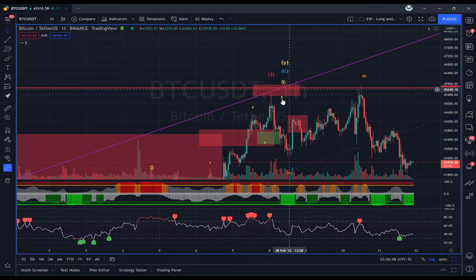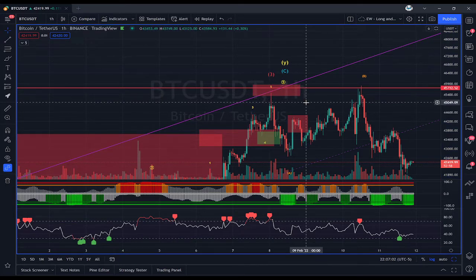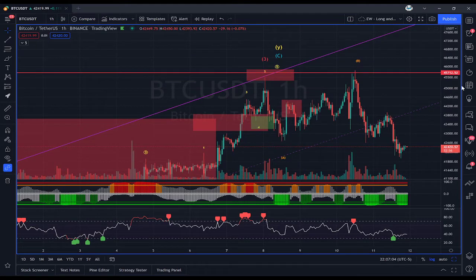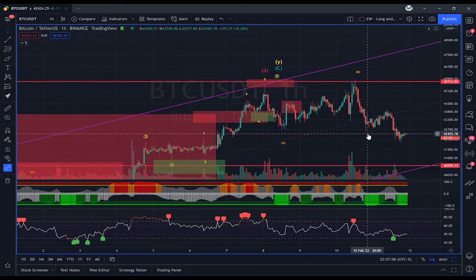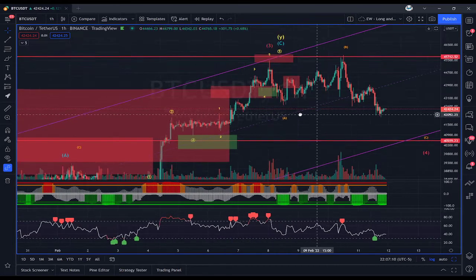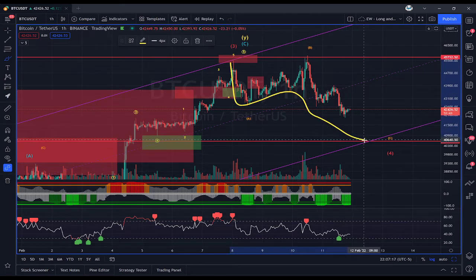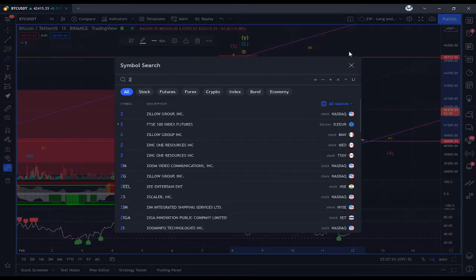Right? So there it is. Now we know that's where the fifth wave went of the third wave. From there it began to correct downwards. I was expecting a move from there. We are basically looking for this touch of the bottom channel here for a wave 4.